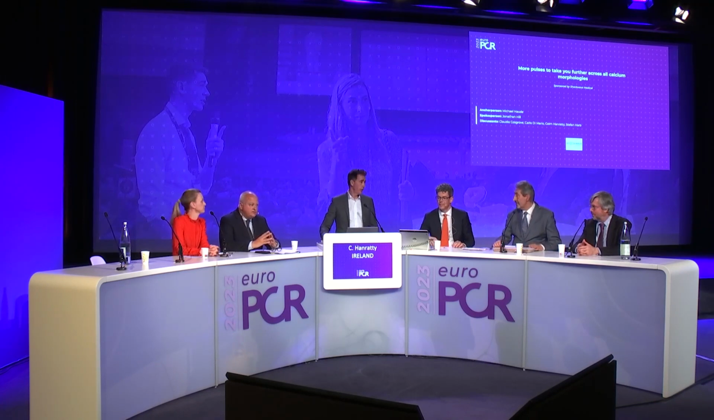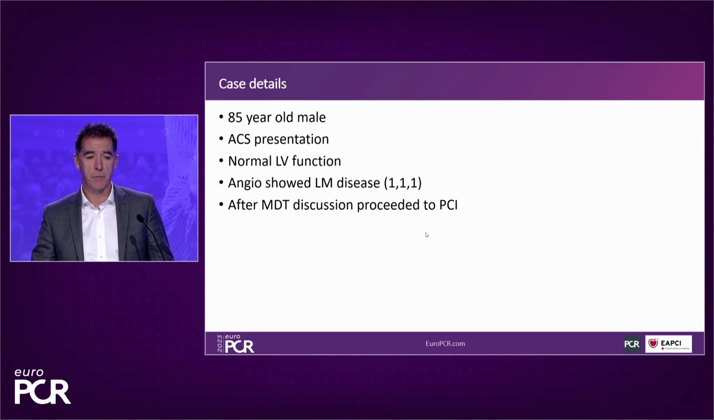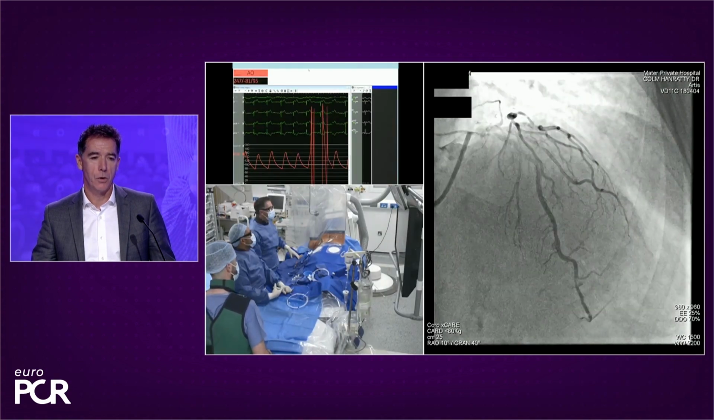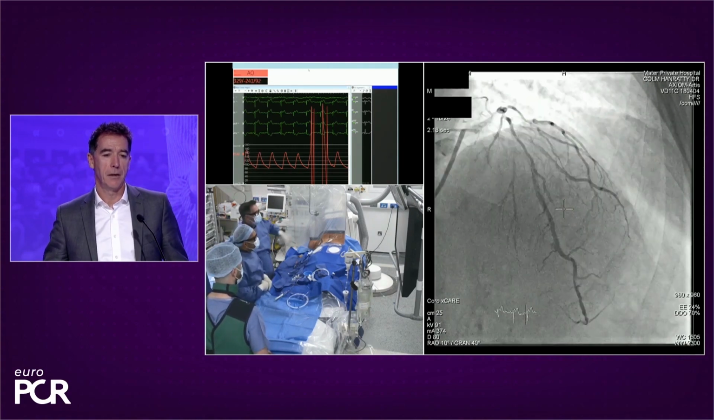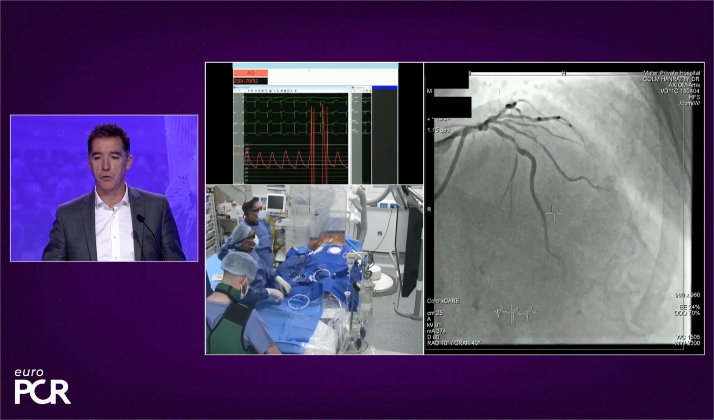So thank you very much for the opportunity to speak here. I'm just going to share with you a case that we did as a live transmission to Malaysia. An 85-year-old gentleman, left main disease, 1-1-1 bifurcation, for PCI treatment. So these are the setup shots. This is a 7 French radial system. We're expecting that it's going to be calcified. We're expecting a 2-stent strategy.